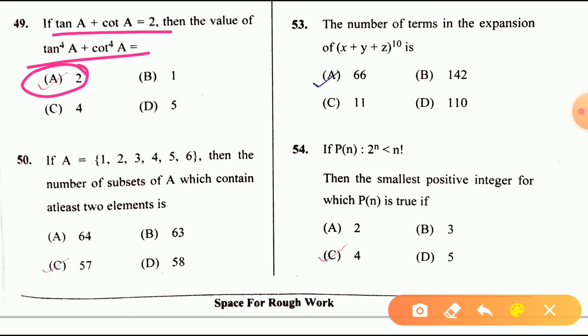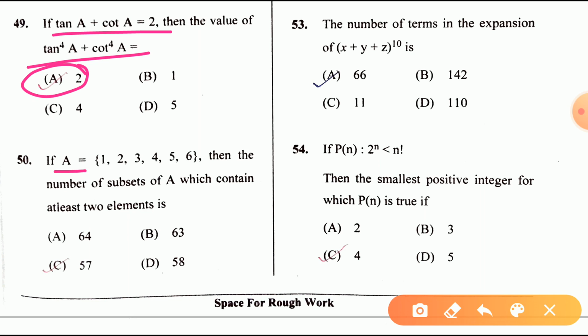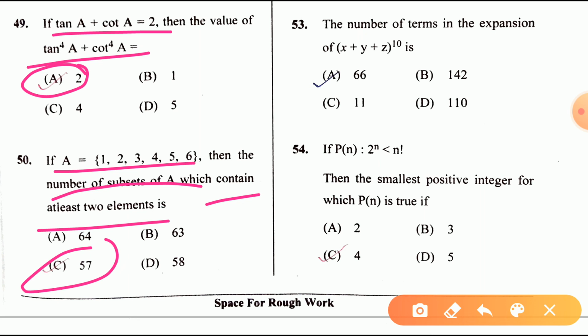Question number 50. If A is equal to {1, 2, 3, 4, 5, 6}, then the number of subsets of A which contains at least two elements is 57. C is the right choice.